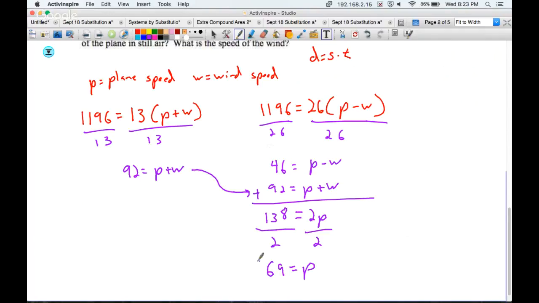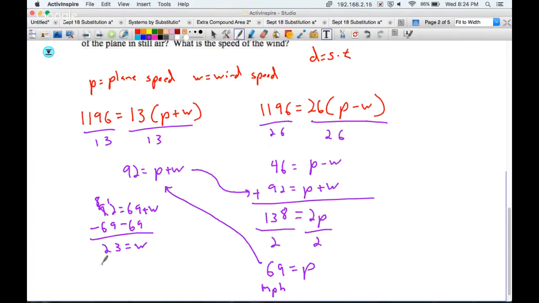Let's go back to maybe this equation here. 92 equals 69 plus W. Minus 69 from both sides. And I'll get, let's see, 23 equals W, and those are speeds, so they are miles per hour.